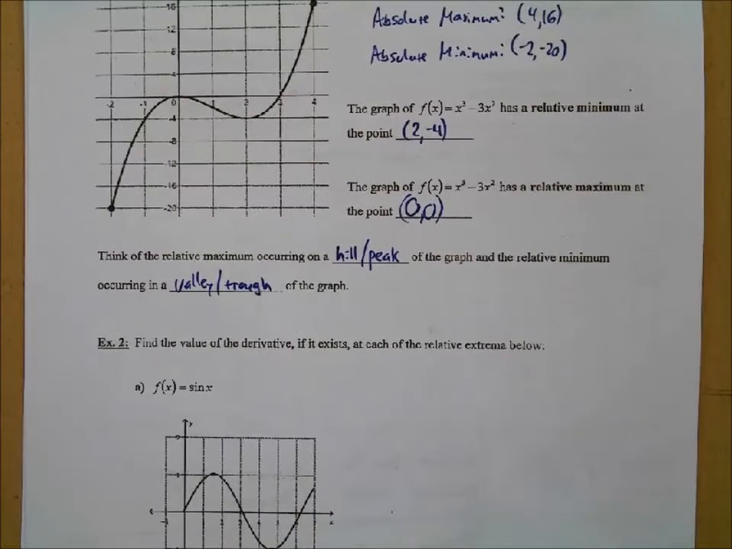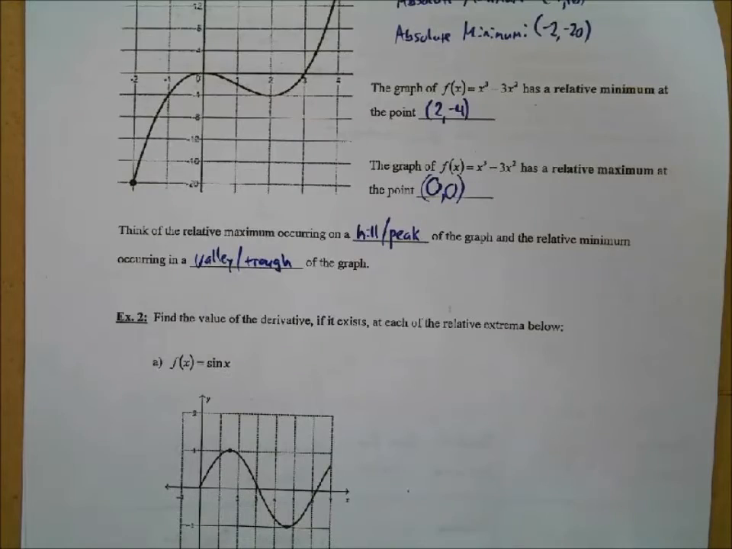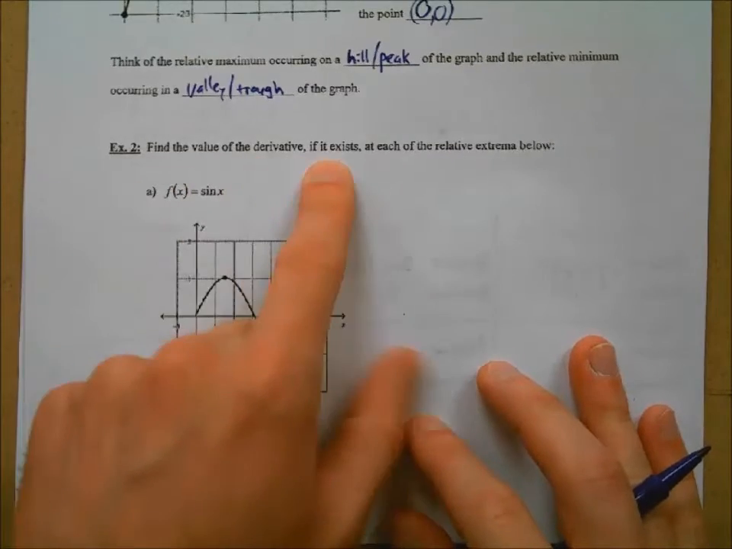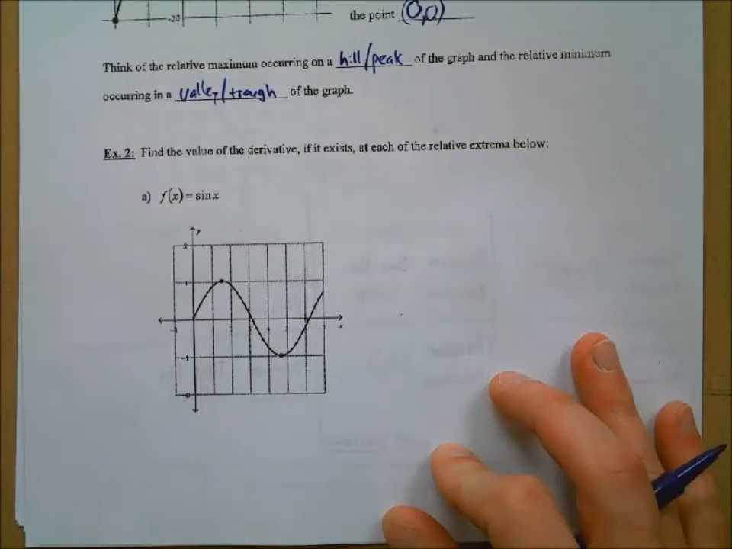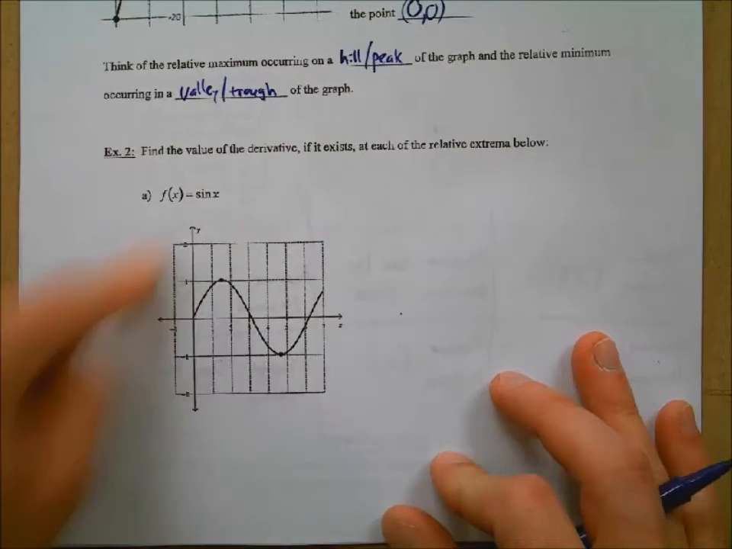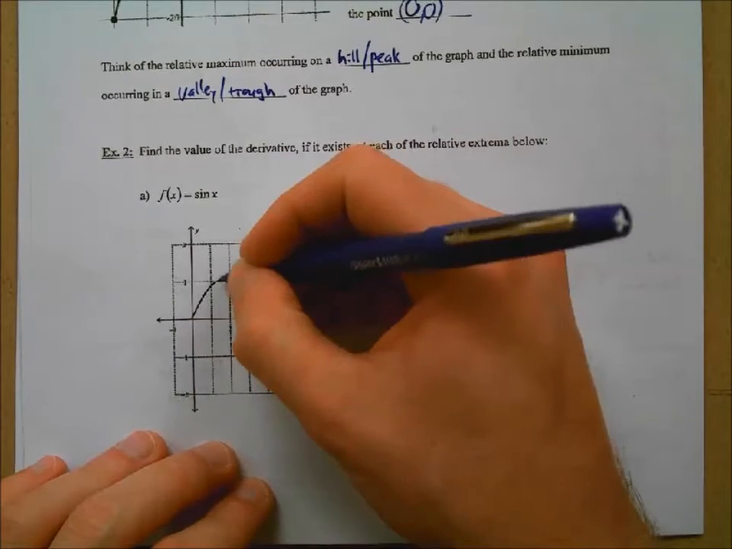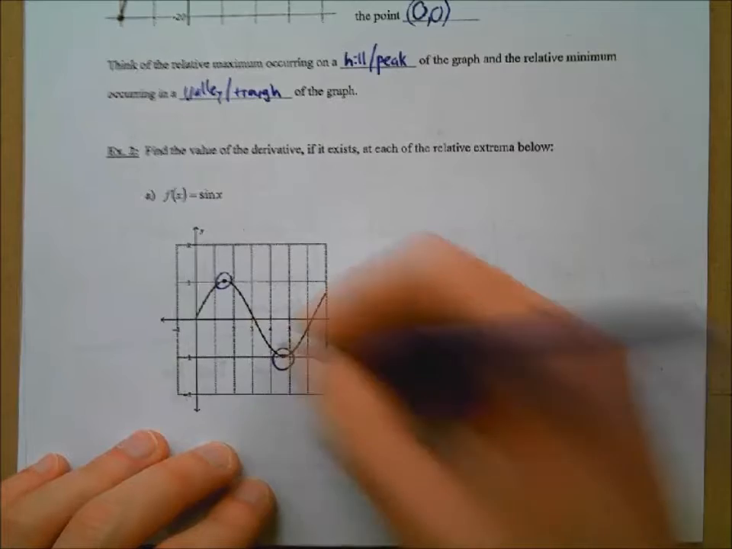Okay. So let's actually get into this here. All right. Find the value of the derivative if it exists at each of the relative extrema below. All right, so you can look here in our graph of the sine of x. We have our relative extrema already identified for us. We have a peak right here. We have a valley or trough right there.